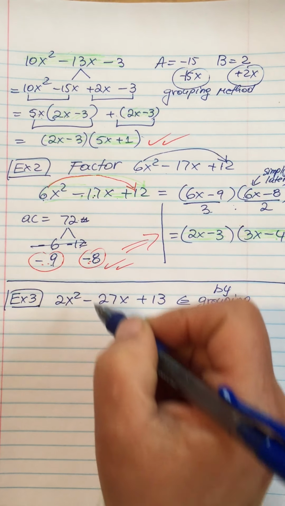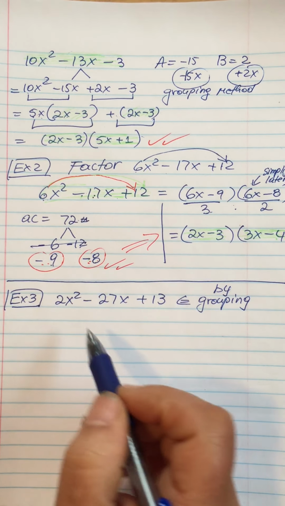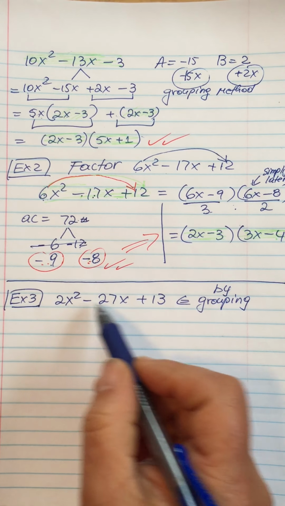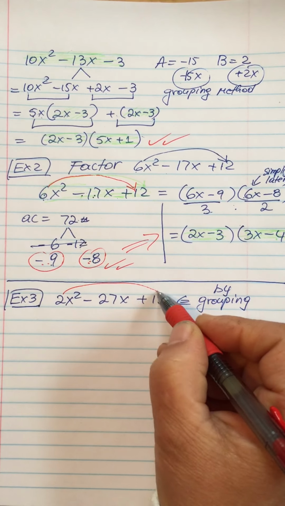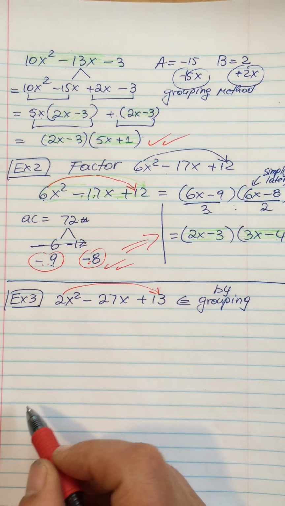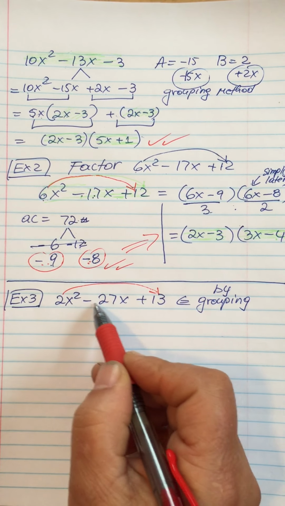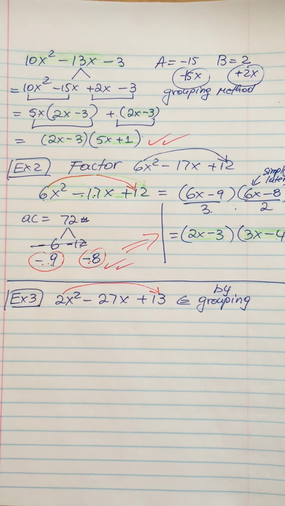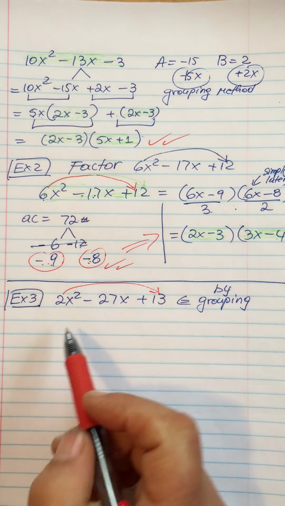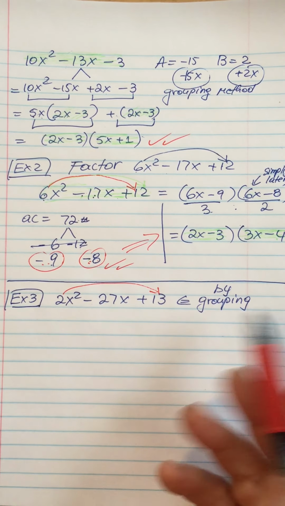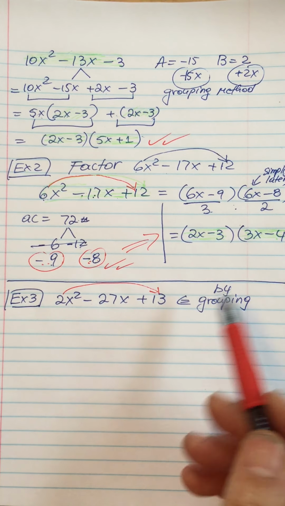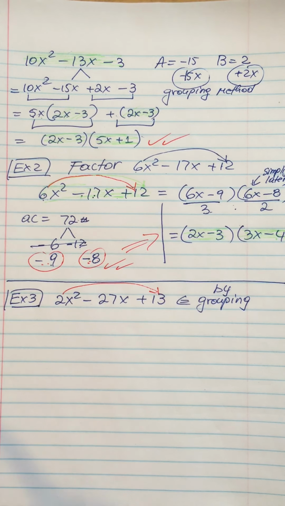still, I need to check for the numbers, okay? Because numbers are our main goal. If two numbers exist that will satisfy the product 2 times 13 and the coefficient of x, negative 27, then I can continue. If I cannot find two numbers that will satisfy what I said, this is unfactorable and I cannot use any method. I cannot factor the trinomial.